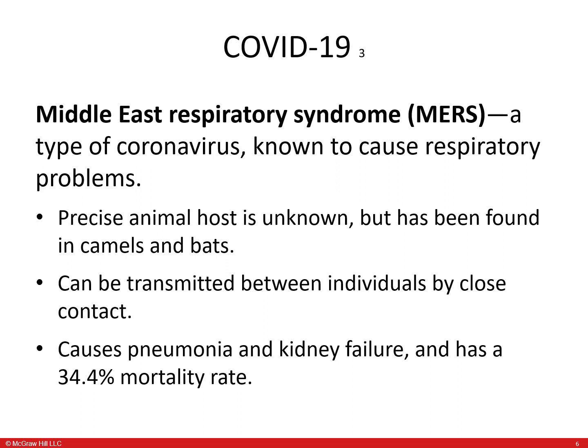MERS is another type of coronavirus that is known to cause respiratory problems. When it comes to the host animal, we don't really know. However, it has been found in camels and bats, and can be transmitted between individuals by close contact. It causes pneumonia and kidney failure, and it has a mortality rate of up to almost 35%.